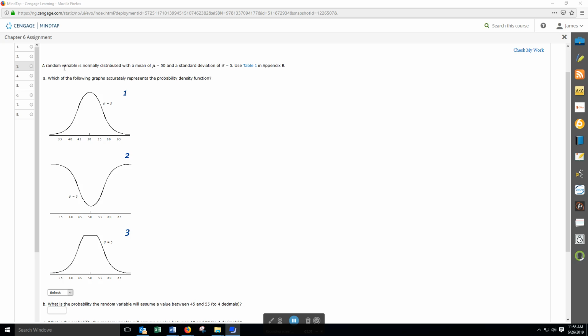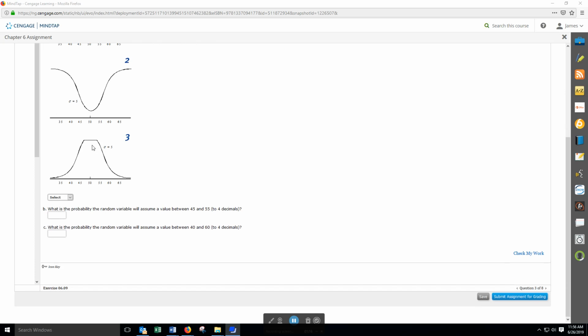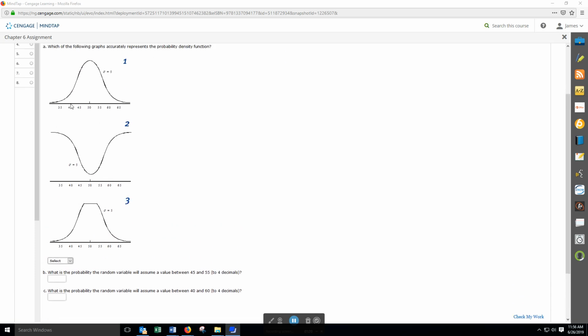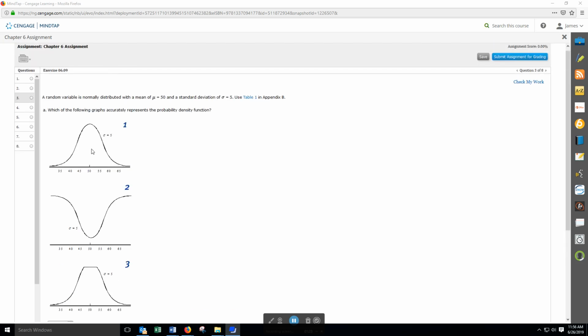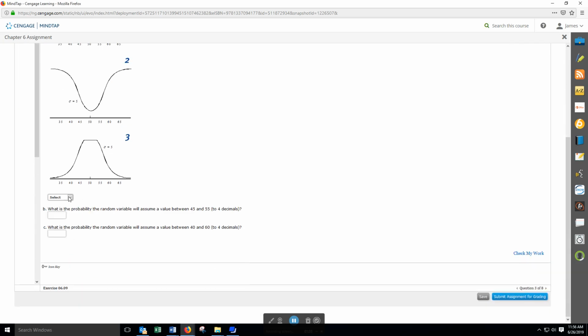Now here we have a random variable that is normally distributed with a mean of 50 and a standard deviation of 5. So here we have the mean of 50. This one has a mean of 50. This is not a normal distribution, so we know that's not the answer. The standard deviation of this is 5, but it's upside down. And this has a standard deviation of 5, and the standard deviation here is 5. So of course number 1 would be our answer. That would be the correct answer. Let's select number 1 here. Oops, graph number 1.